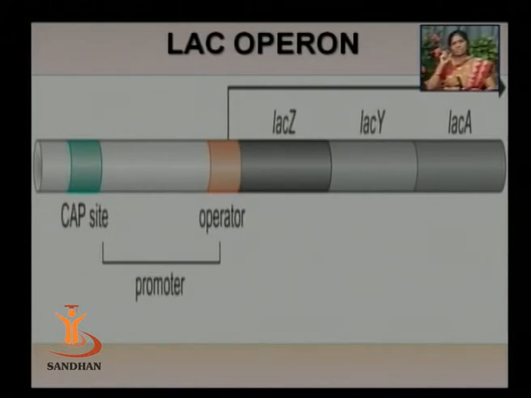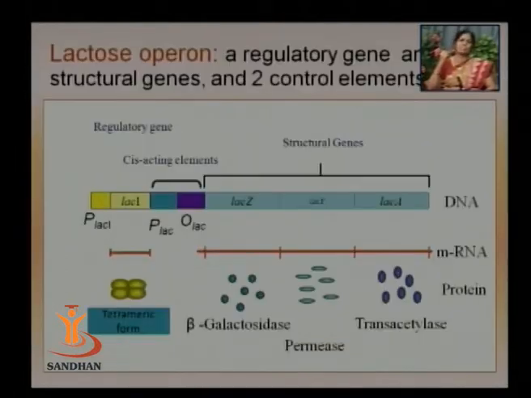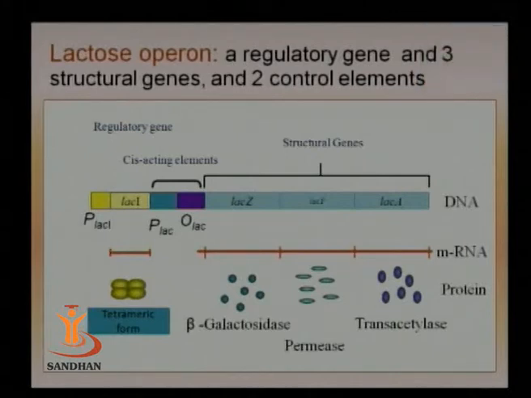The three structural genes which are involved in the catabolism of lactose, that is Lac Z, Lac Y and Lac A. All these three structural genes have unique functions in the Lac Operon. Now in this diagram we can see, this is the functional diagram which easily explains to us what happens.